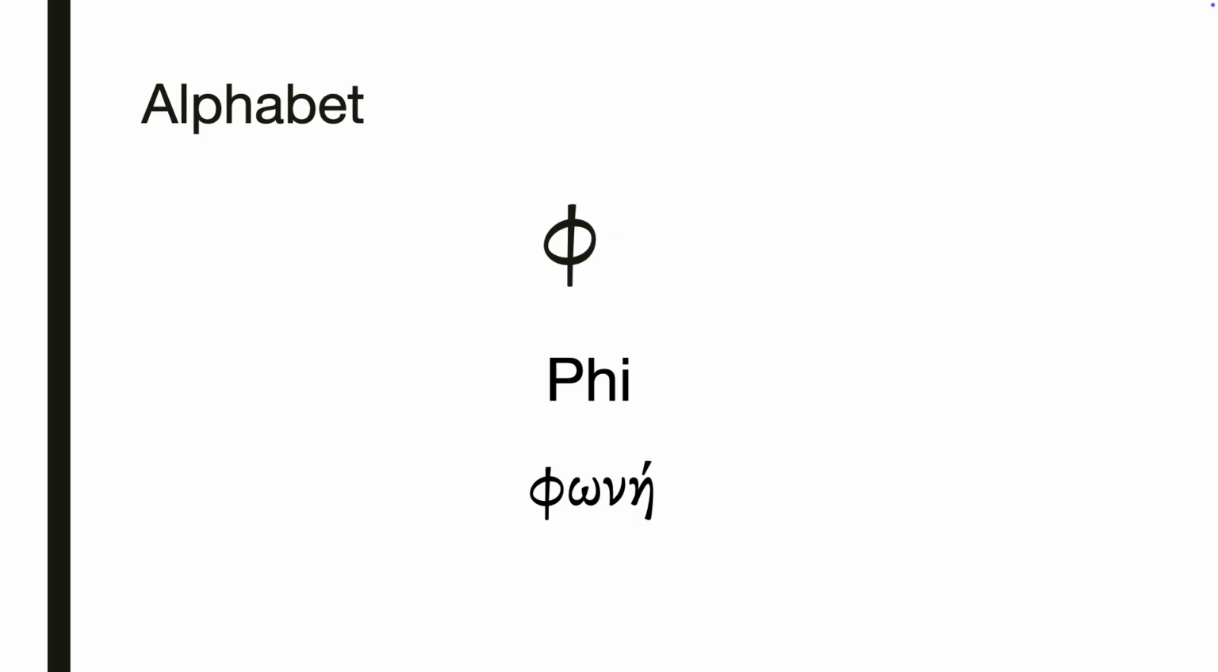Phi makes a ph sound, as in phone. Chi makes a k sound, as in chara. Psi makes a ps sound, as in psuche.